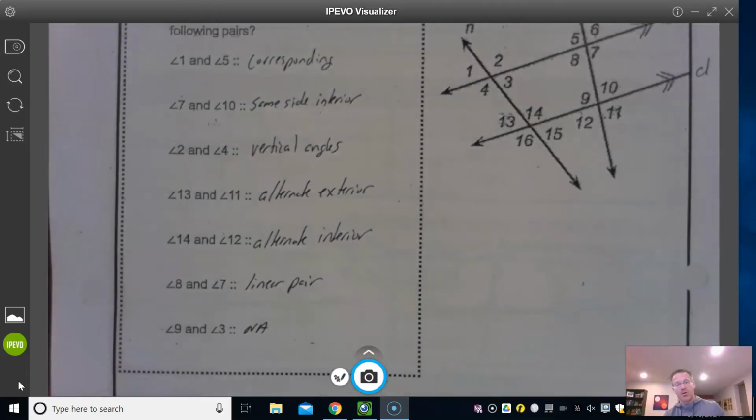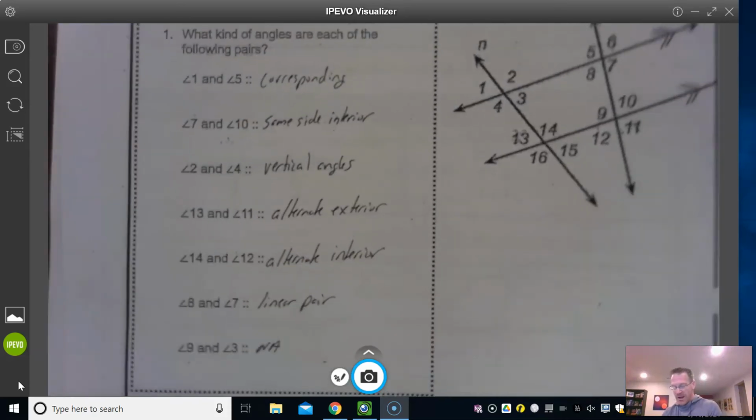All right, so there's your introduction to types of angles when we have a transversal and two lines. Go ahead and finish the work on page 150 and 151, and I will see you guys next time.